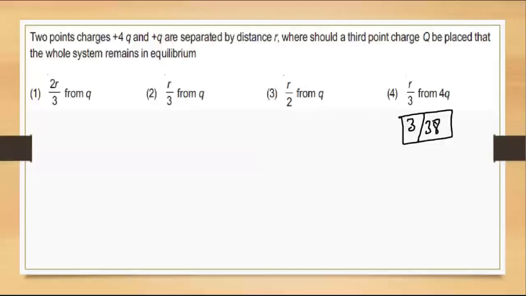Well, let us try to solve it. Remember, equilibrium means net force is zero. Point charges plus 4q and plus q are at a distance of r apart. Where should a third charge, capital Q, be placed so that the whole system is in equilibrium? So remember, this is also positive only, okay?